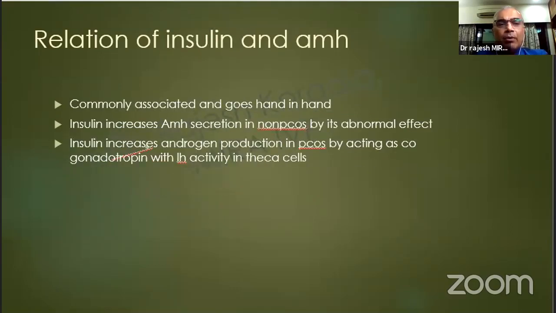What is the relation of insulin and AMH? Again, insulin and AMH are also commonly associated and go hand in hand. For all practical purposes, insulin should be considered as a co-gonadotropin, or you can say LH only, for all practical purposes. So insulin increases the androgen production in PCOS by acting as a co-gonadotropin with LH activity in the theca cell. The insulin increases the AMH secretion in non-PCOS by its abnormal effect. I do not know what the understanding behind this statement is, but I have written it.